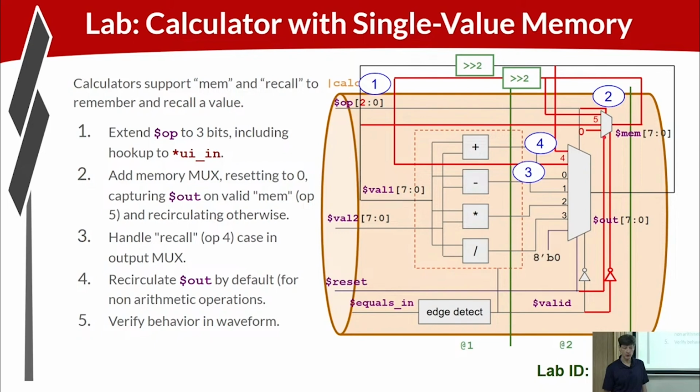So we're supporting two operations in this memory, the memory operation and the recall operation. We're going to encode, let's see, mem is going to be 5. Recall is going to be encoded as 4. So first we need an additional operation bit, because we're supporting more than 4 operations now. So we add a third bit to op. That's the first step, and that needs to be hooked up to the UIN bit that we were not using before.